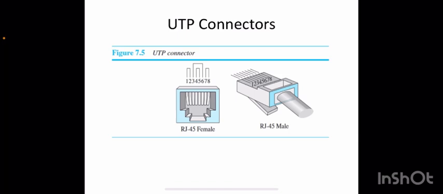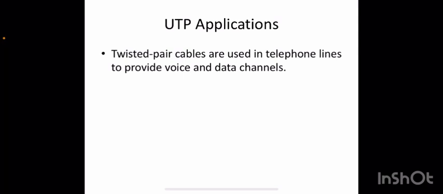And how can we connect our device using this UTP cable? We should have a port like this in the device, and we have the connector pin at the end of the cable like this. This is the RJ45 female port, and this is the RJ45 male pin connector. Using these two connectors, we can connect our device to this UTP cable. And what are the different applications of UTP? Of course, it is used in telephone lines, right? Twisted pair cables are used in telephone lines to provide voice and data channels.